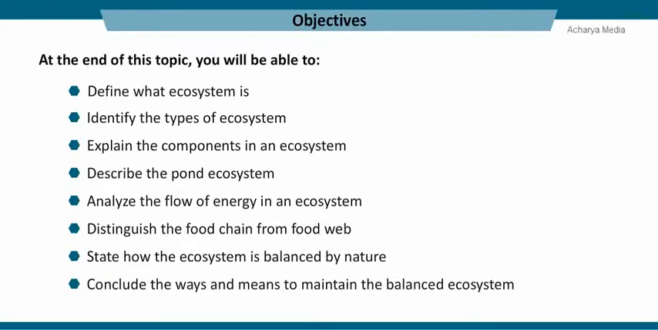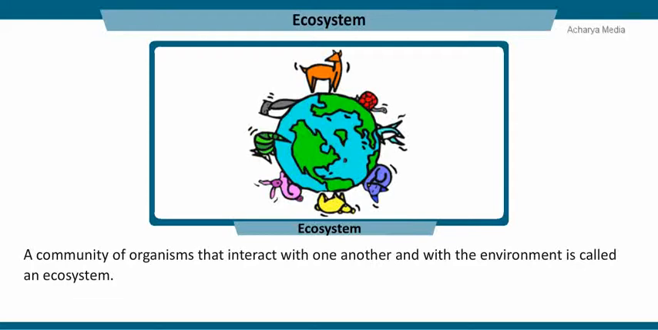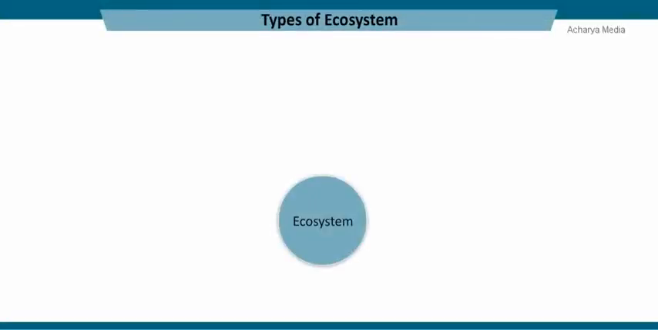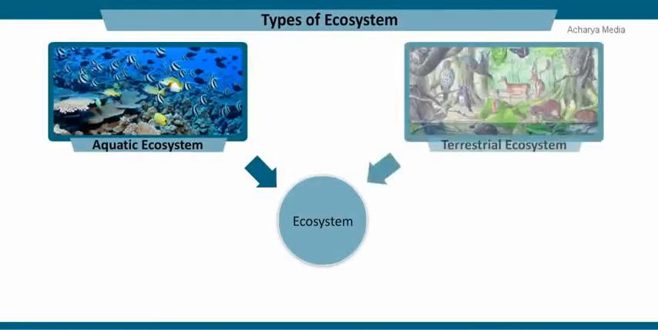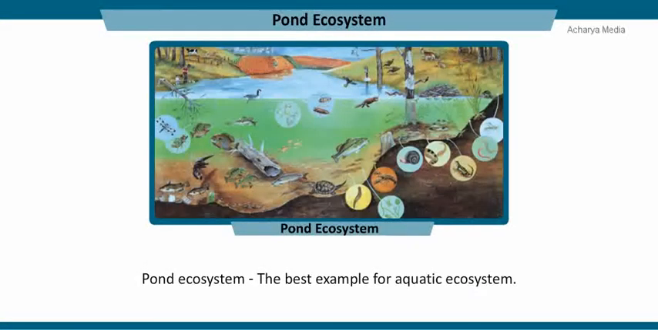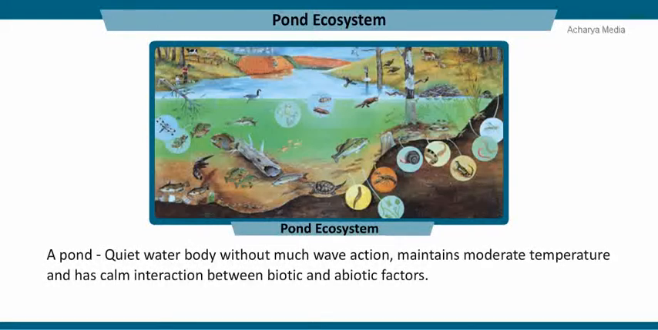the balanced ecosystem. A community of organisms that interact with one another and with the environment is called an ecosystem. The ecosystem is of two types, namely aquatic and terrestrial. Pond ecosystem is the best example for aquatic ecosystem. A pond is a quiet body of water without much wave action and nominal temperature from top to bottom, and its ecosystem runs smoothly with an interaction between biotic and abiotic factors.